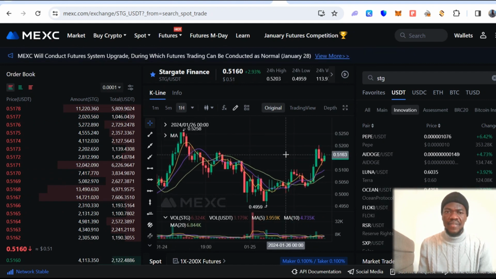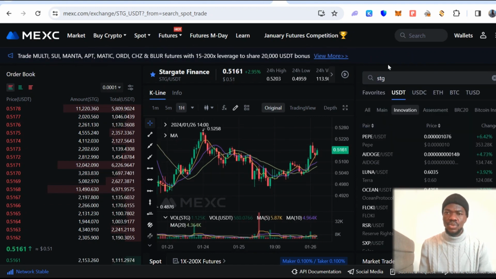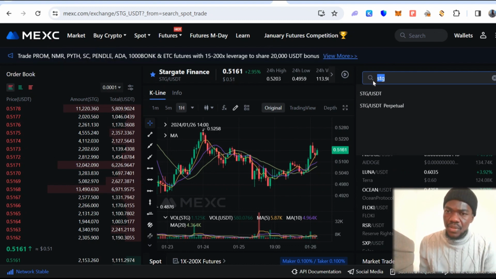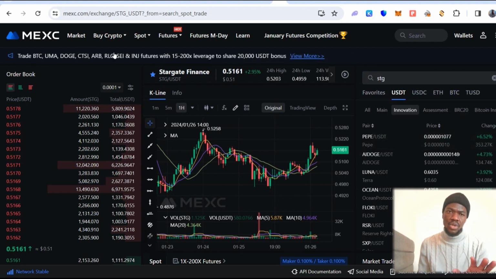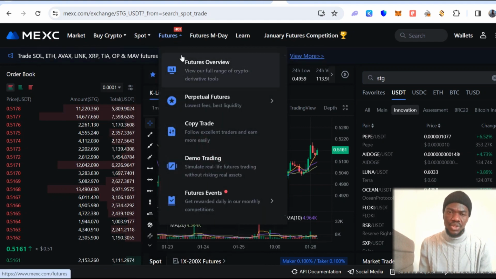If I open my exchange, this is how it appears, and then you can search for a particular token. Let me use Stargate Finance, STG. So here it is. We can open it, on the spot. Swing trading is done on spot. It is not done on futures.